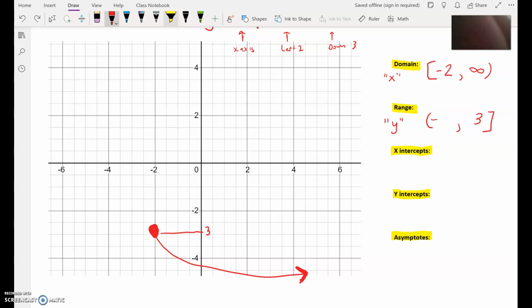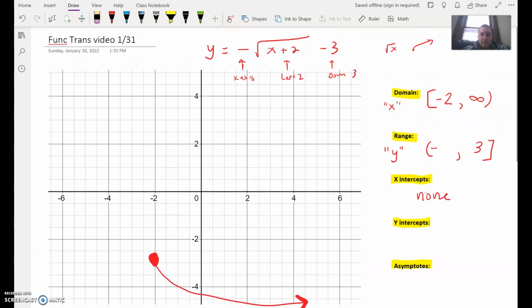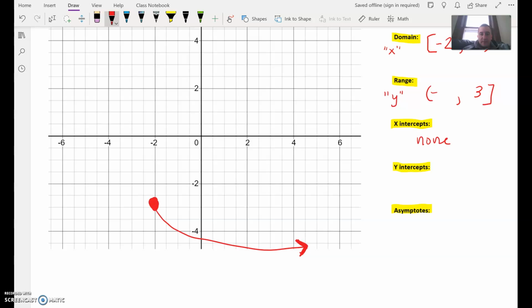X-intercepts is just where does your graph, I'll use the highlighter, hit this line? Does it ever hit the x-axis? The answer is no, it does not. Y-intercepts: does our graph ever hit this line? Yes, it does. I'm not going to be super specific on exactly where it's going to cross at this point. Let's just say yes, it does have a y-intercept. It's right here. But since we're just sketching the graphs, let's just stick with yes or no. We'll talk more about those intercepts later.